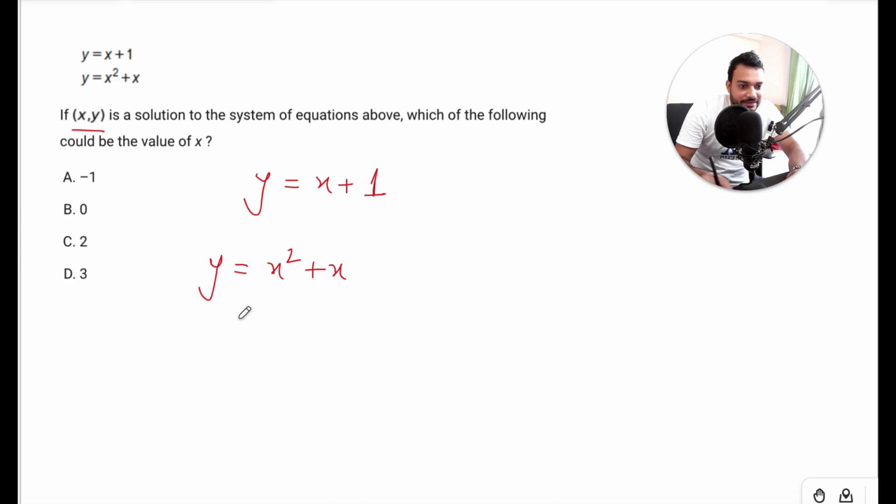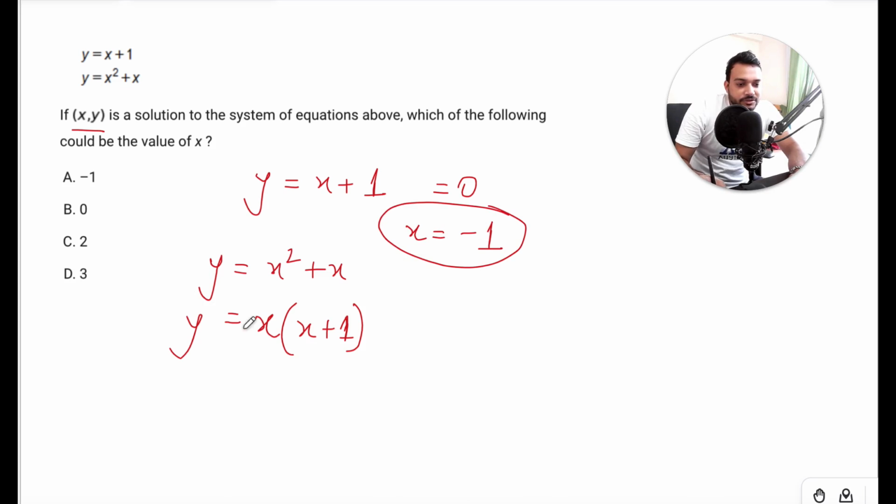Let's see why I'm saying that, because if you take x in common outside in the second equation, you're left with x plus 1 inside. So x plus 1 is basically the right hand side of the first equation. So the solution to the first one: x plus 1 is equal to 0, x is equal to negative 1. Solutions to the second equation, x times x plus 1 is equal to 0. So x is equal to 0, comma x is equal to negative 1. This is a common solution. x is equal to minus 1.